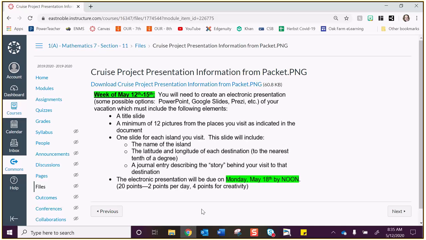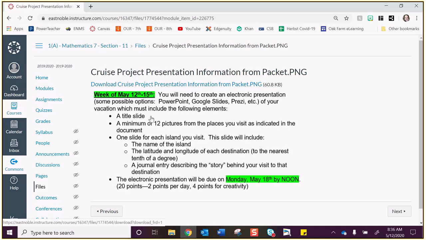You're creating an electronic presentation. You can use PowerPoint, Google Slides, Prezi, or some other electronic presentation of your cruise vacation, and it has to include the following elements. So I have this on here so you can see everything that has to be on the slides or in the slideshow in the presentation. So first you have to have a title slide. You need a minimum of 12 pictures from the places you visit as indicated in the document.